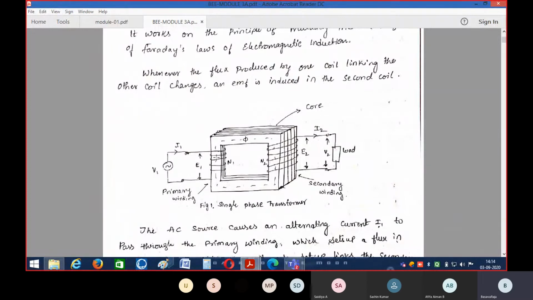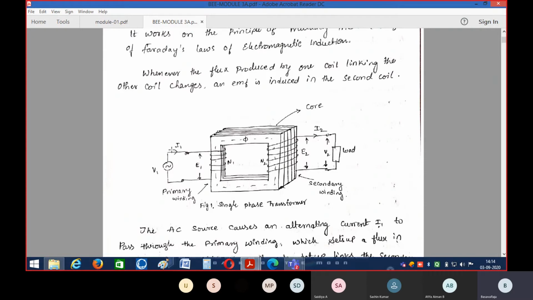To the primary winding of the transformer, we give the AC excitation. Here V1 is the input voltage I am giving to the transformer. The sinusoidal voltage is applied to the primary winding. Whenever you give the sinusoidal input voltage to the primary winding, the primary current flows. Here I1 represents the primary current flowing through the transformer. Applying the sinusoidal voltage to the primary winding causes the I1 current to flow through it.